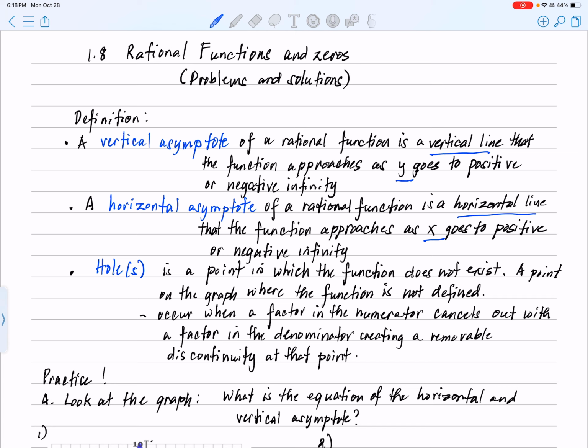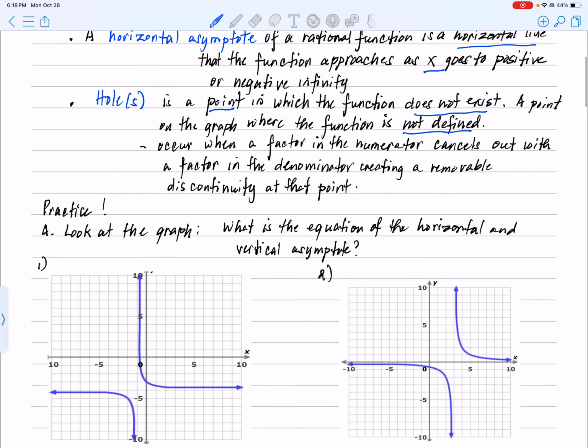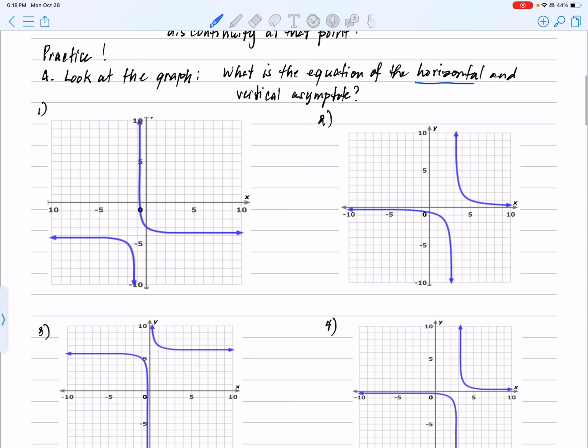A hole, or holes, is a point in which the function does not exist. A point on the graph where the function is not defined. And it occurs when a factor in the numerator cancels out with a factor in the denominator, creating a removable discontinuity at that point. All right. So let's practice. Let's look at the graph and find the equation of the horizontal and vertical asymptote.